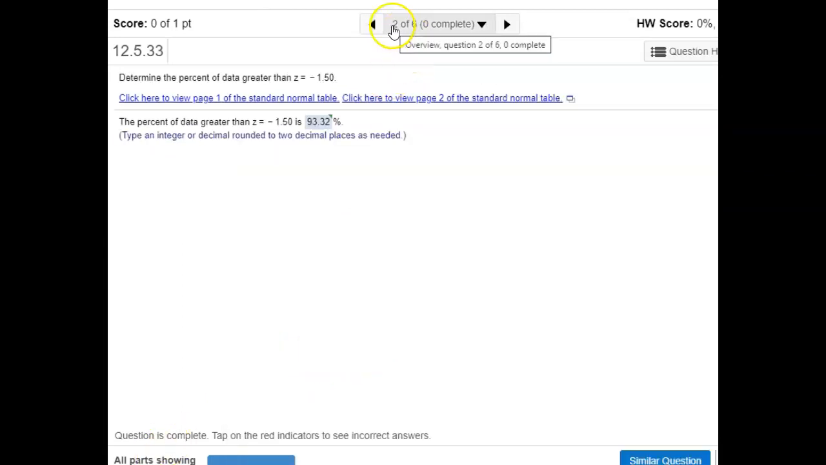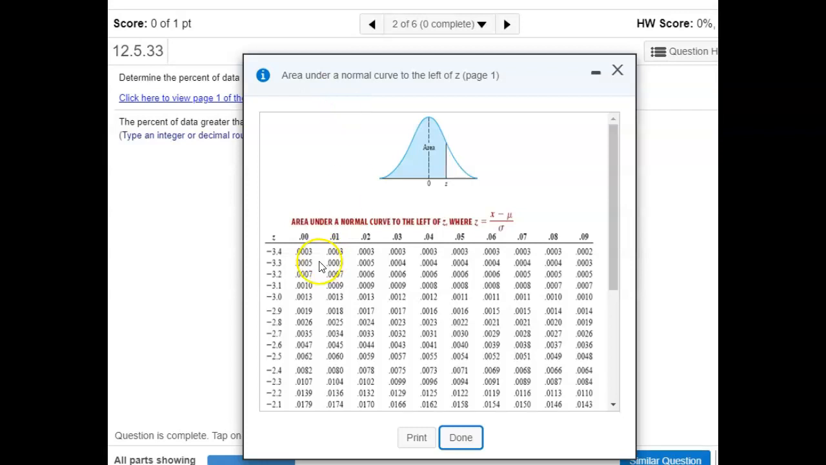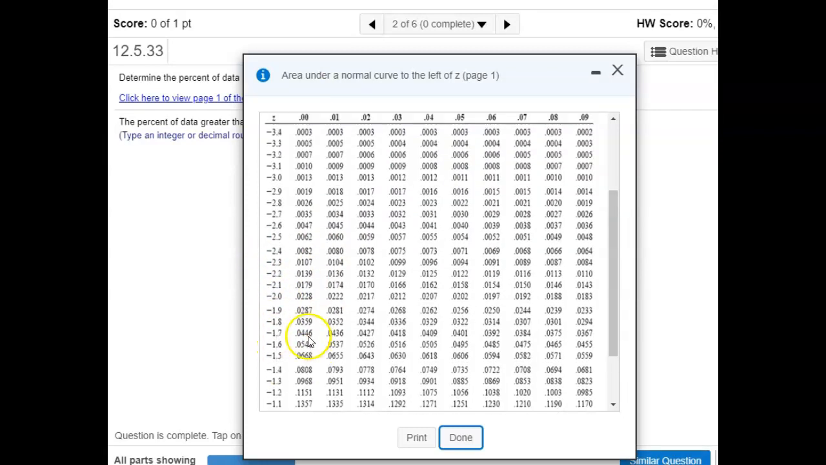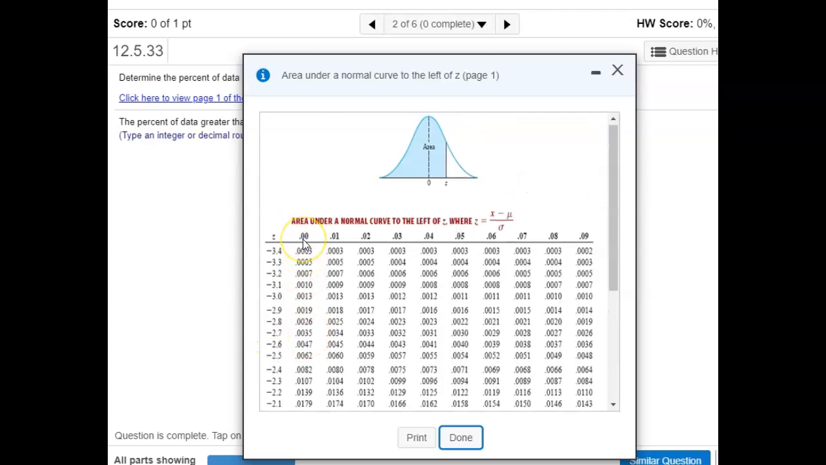Question 2 is similar to question 1, but instead of finding the percent of data that's less than a z-value, we're finding the percent of data greater than a specific z-value. And so what we have to do then is use some subtraction. So let's look at the z-value negative 1.50. I would go to negative 1.5.